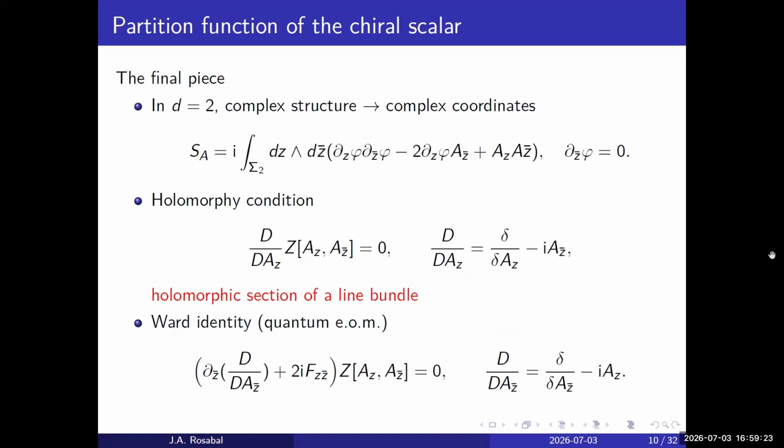So by choosing coordinates, now you can rewrite this in this way, and then you realize that there is no coupling with this field, and because of that, you can establish this equation. And basically, this equation is telling you that this is a holomorphic section of the line bundle. But we can forget this for the moment.